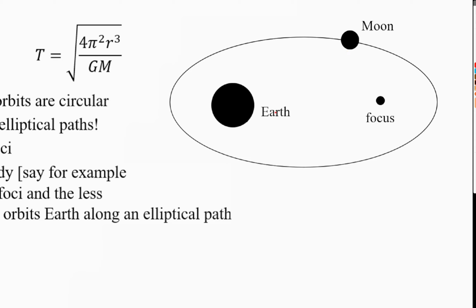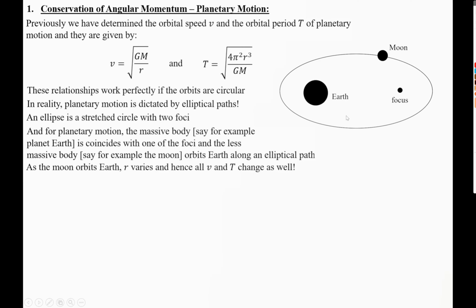The central mass will be situated at one of them, while the other mass rotates along the ellipse. As the Moon orbits Earth, r varies, and hence v and T change as well. Here we're assuming that the Moon only has tangential velocity at all times.